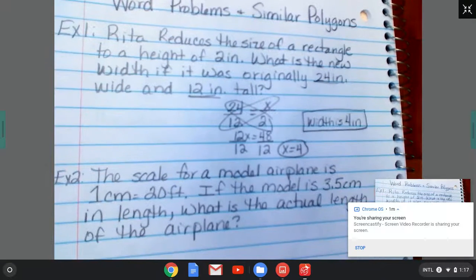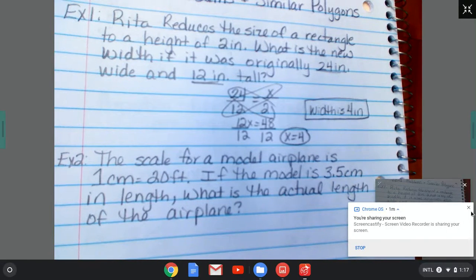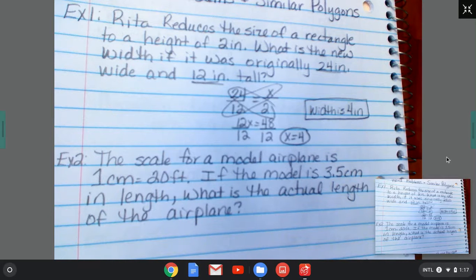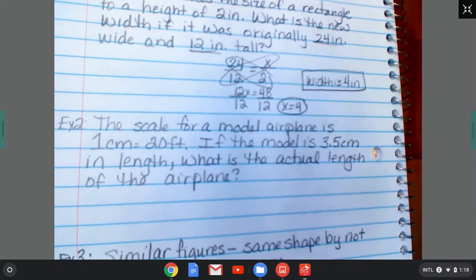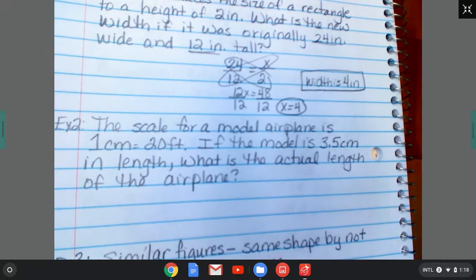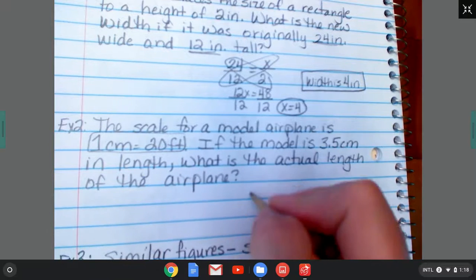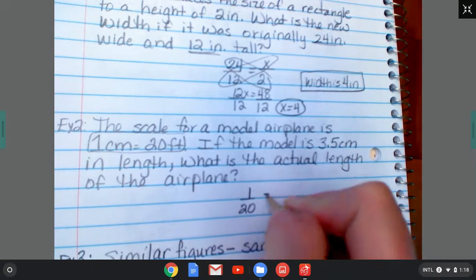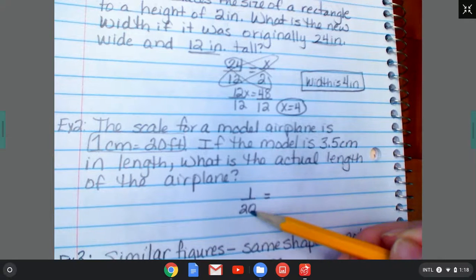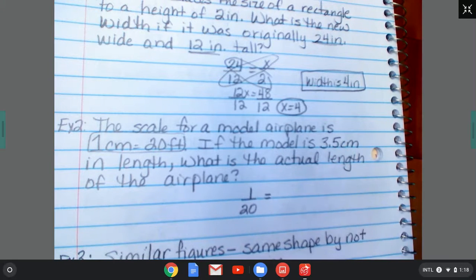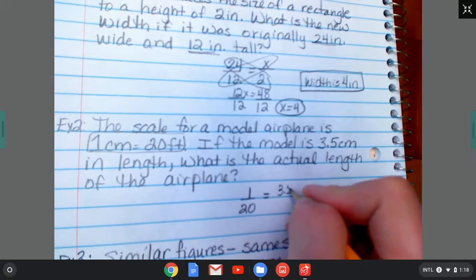Okay, sometimes you have word problems that involve a scale, like if you were doing a map or something. So if we look at one of these, the scale for a model airplane is 1 centimeter equals 20 feet. Whatever they give you for a scale, go ahead and throw that in your problem for your cross multiply. Notice you did centimeters on top, feet on the bottom. If the model's 3.5 centimeters, remember I put centimeters on top, so I'm going to do that again.